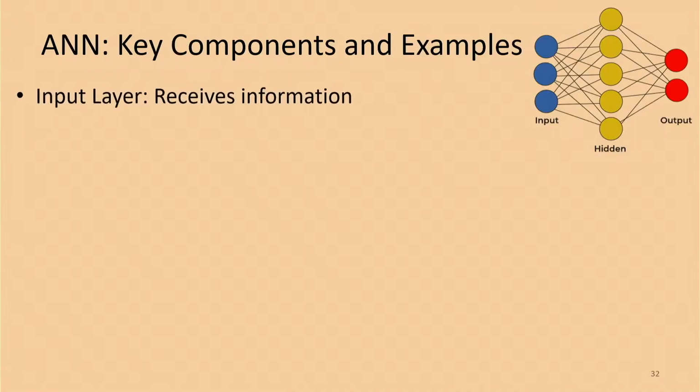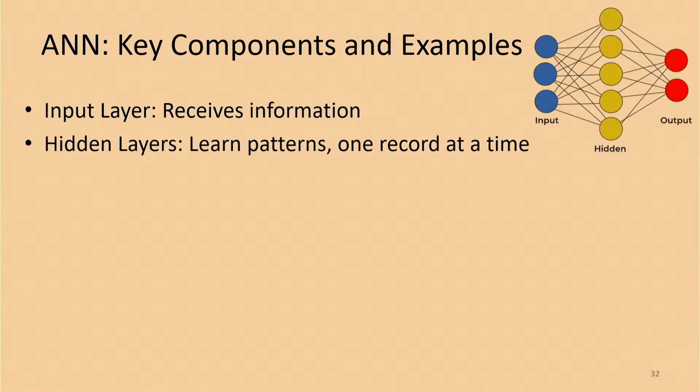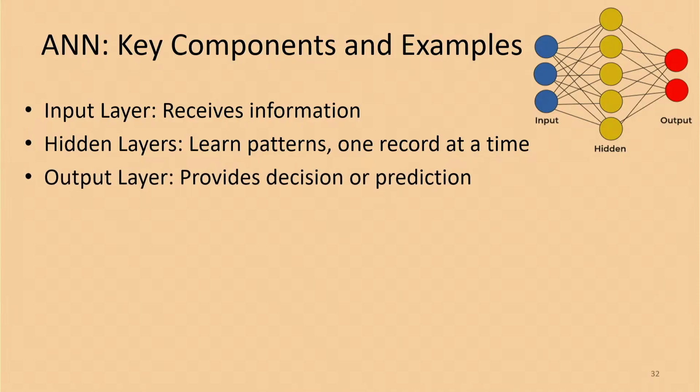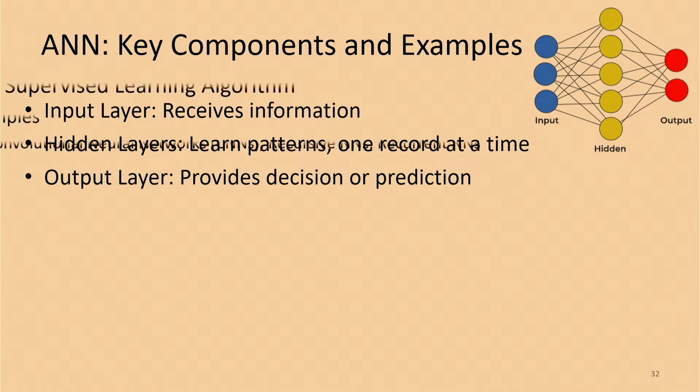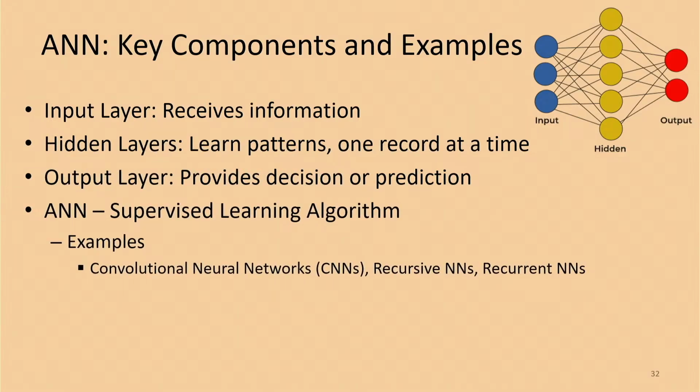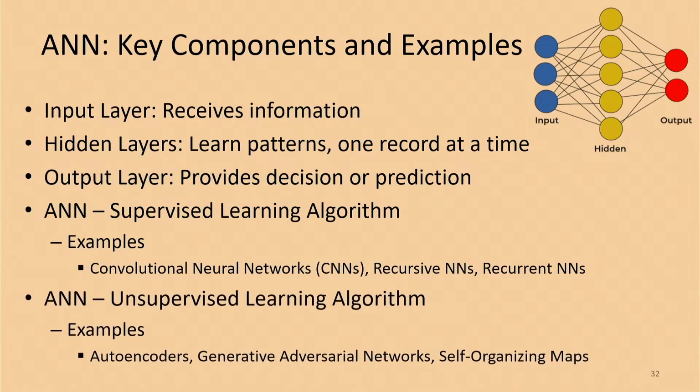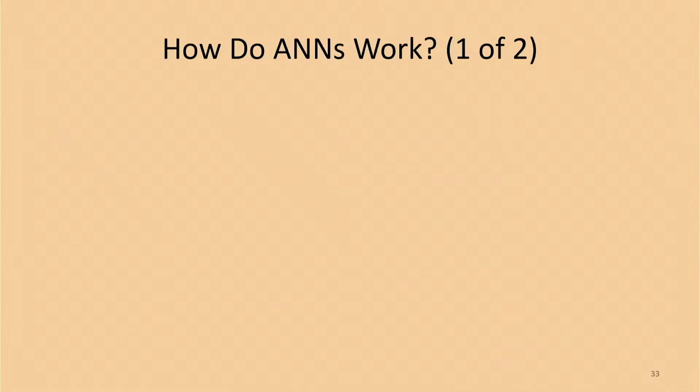So key components: input layer, hidden layers, and of course the output layer. As you can see, input, then all these hidden layers, which even as an algorithm designer, we don't see. And then we have the output layer, which provides the decision or the prediction. Supervised learning algorithms: convolutional neural networks, I'm giving you examples and we'll look at these in a little more depth. Recursive and recurrent. And unsupervised would be autoencoders, the generative and self-organizing maps.